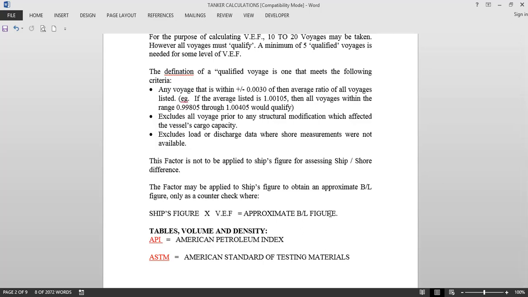But there are certain ports where the bill of lading is based on the ship's figure. In that case, it is the ship's figure multiplied by the vessel experience factor that gives you an approximate bill of lading figure. But these figures you get are not going to form a part of your qualified voyages.